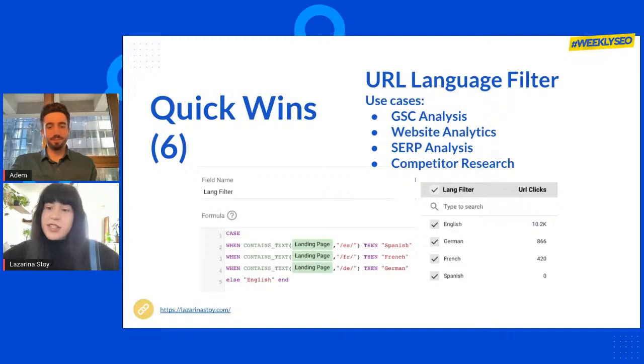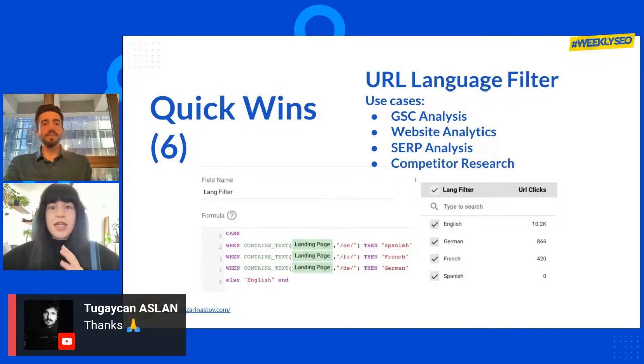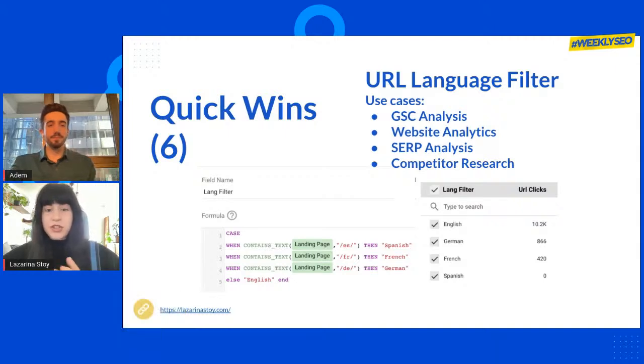So regarding the language filter, this is very useful when there are some international pages or versions of the website. So if you have the language within the URL, then you are able to create a filter in the report that will allow you to segment the data that you are looking at based on the language of the pages. So very quick, but very useful, especially for Search Console analytics, website analytics, and even when you're doing competitor research and SERP analysis.